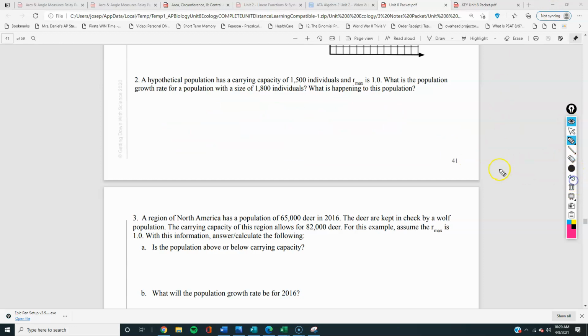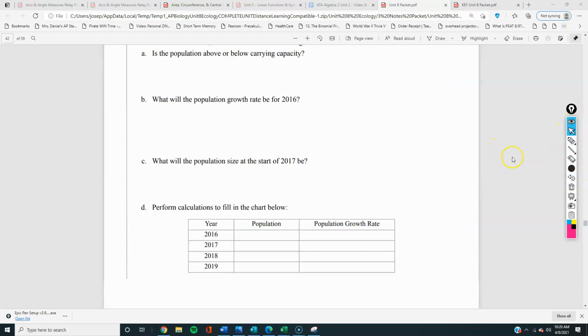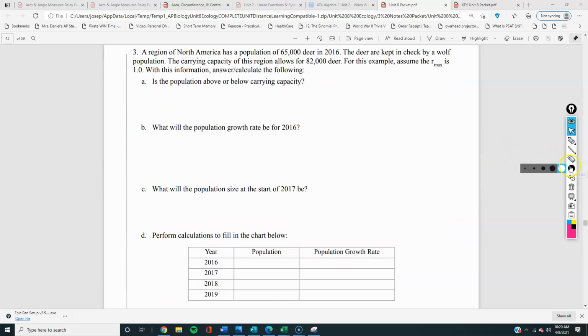Oopsie. Alright, look at them deer. I have no idea what's going on.